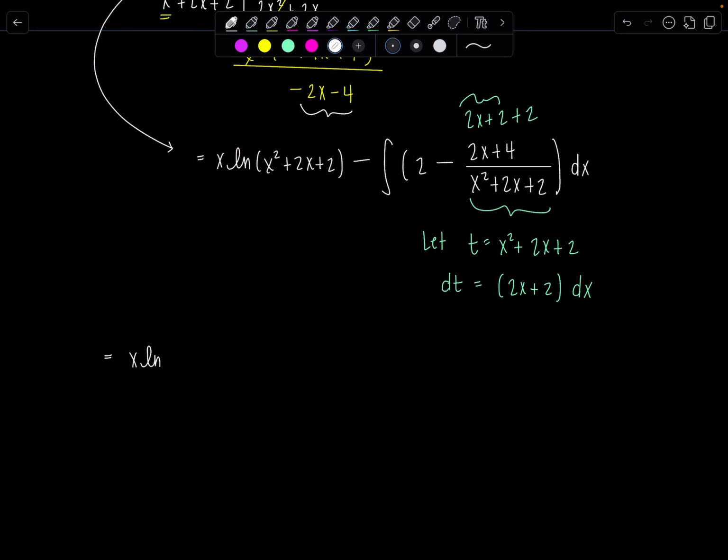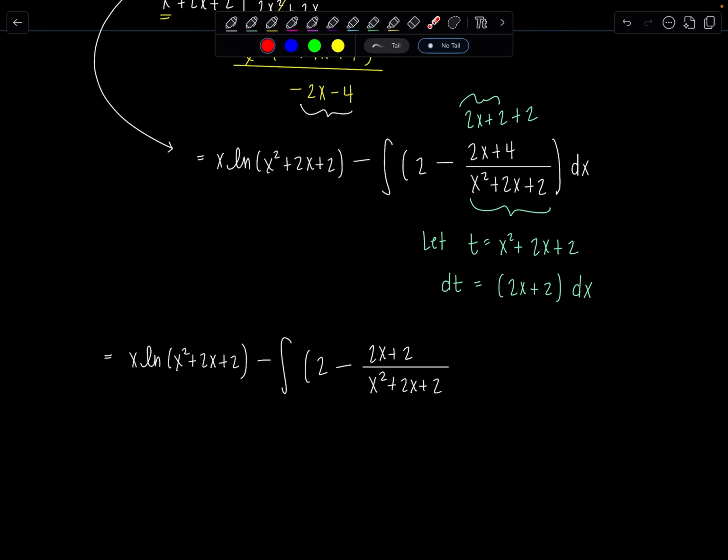So we'll have x ln(x squared plus 2x plus 2) minus the integral of 2 minus, now I'm going to put just (2x plus 2) over (x squared plus 2x plus 2). And then I have another, now be careful because I have this big minus sign, right? So this is really a negative 4 that I'm splitting into negative 2 and negative 2. So minus 2 over (x squared plus 2x plus 2) dx. Good? Perfect. So now let's look at everything term by term.